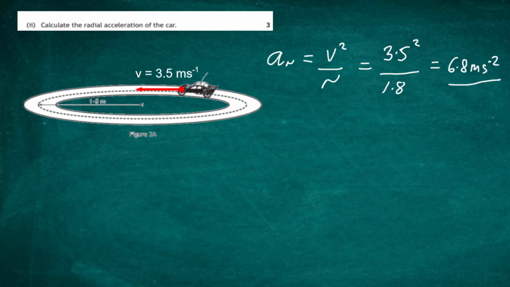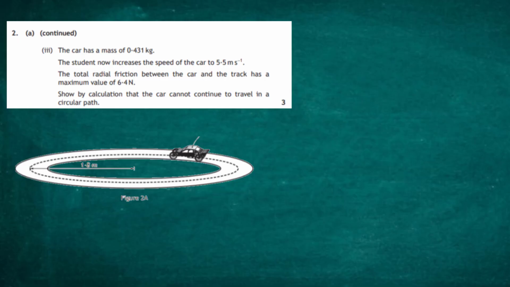The key point here being that the radial acceleration is acceleration which is pointing into the circle, which we described in the last question, and that's going to be v squared divided by r, and we can work out the numerical value for the question, 6.8 meters per second every second.